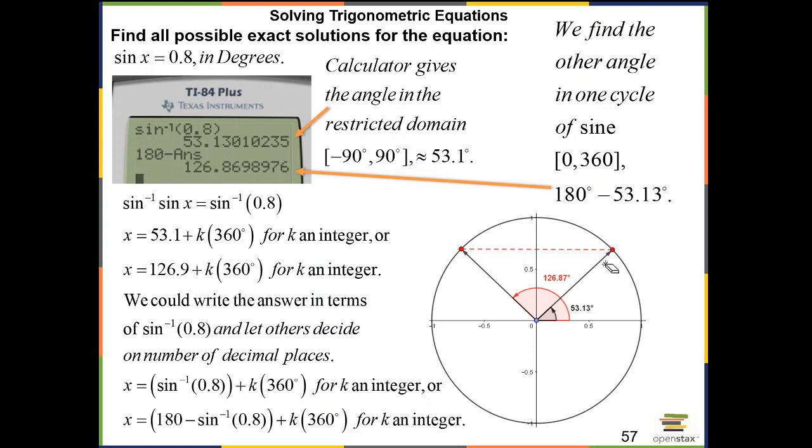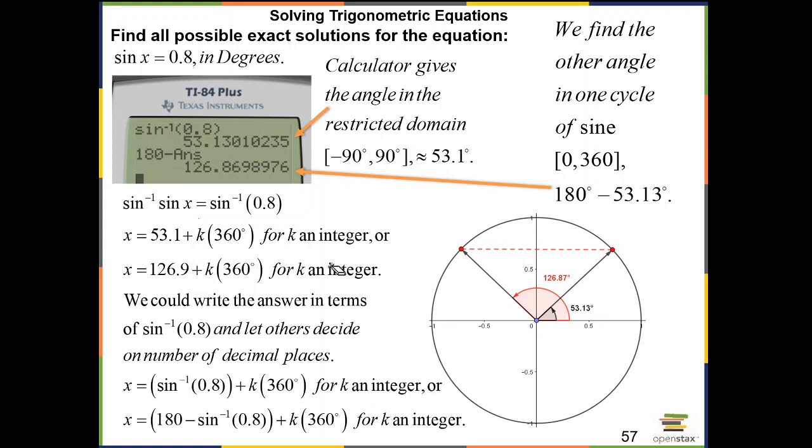So the calculator is going to give you this one, which is 53.1, and you find this one by subtracting 180 minus that much, and you end up with 126.9. Then you add 360 k instead of 2 pi because we are working with degrees, right? So these are the 2 equations that give us all the solutions for that equation. And if you want solutions in a certain interval, then you pick the ones that you want. But this is all solutions.